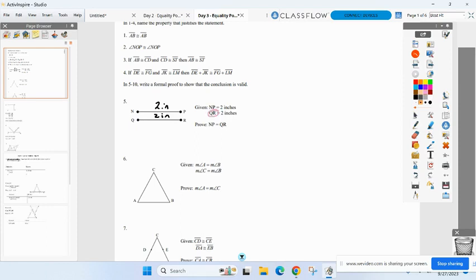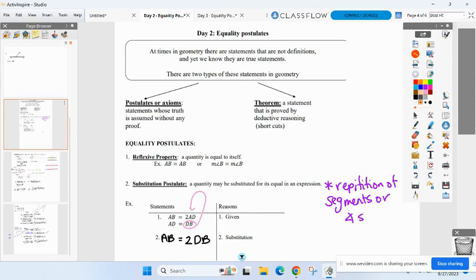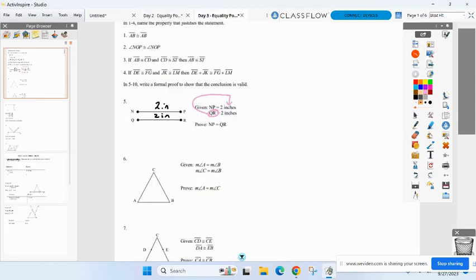How much does QR equal? 2 inches. So anywhere I see a 2 inches, what can I put? What am I doing here? That's all it was, substitution. Every proof will not have an addition with it. Does everyone see? Remember I told you to look for repetition. I see 2 inches repeating.